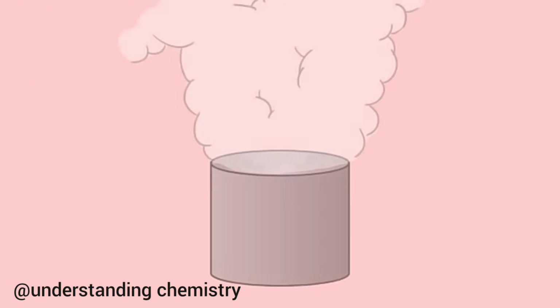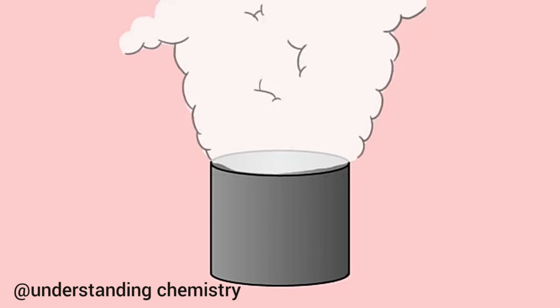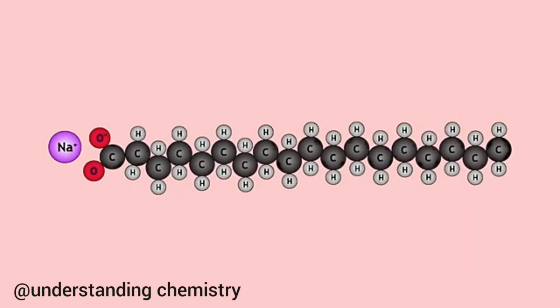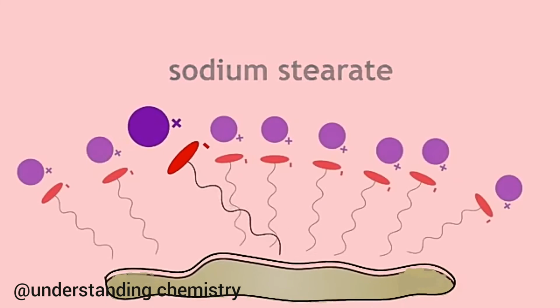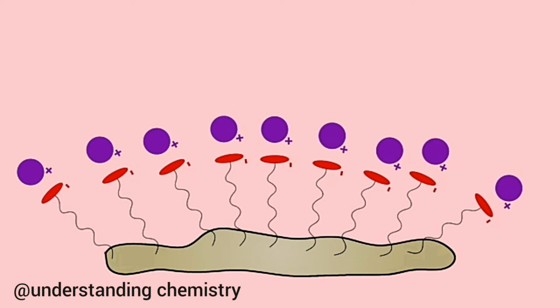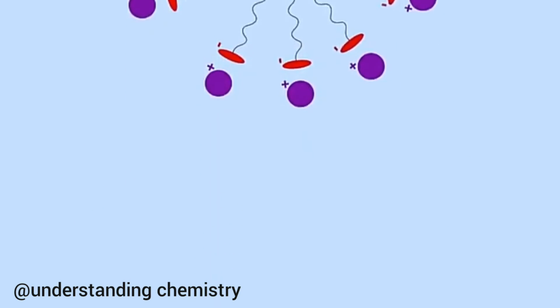Well, soap is made by boiling natural fats and oils with sodium hydroxide. The soap molecules, for example sodium stearate, have a long tail which is attracted to oil or dirt, and the sodium ion end which is attracted to water. In this way, dirt is lifted off your hand and the clothes and is carried away by the water.